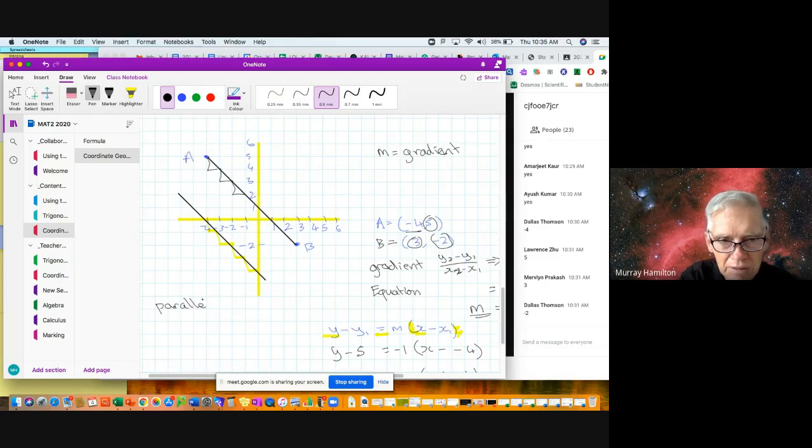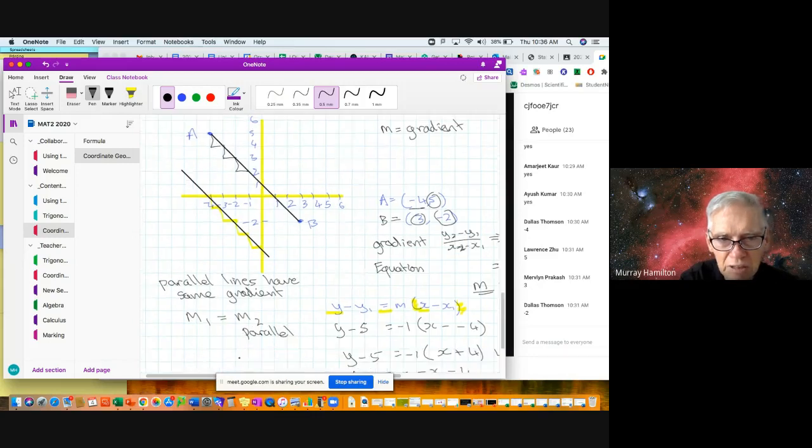Parallel lines have the same gradient. So we express it like this: m1 equals m2, then the lines are parallel. So that's for parallel lines. m1 is the first gradient, m2 is the second gradient.